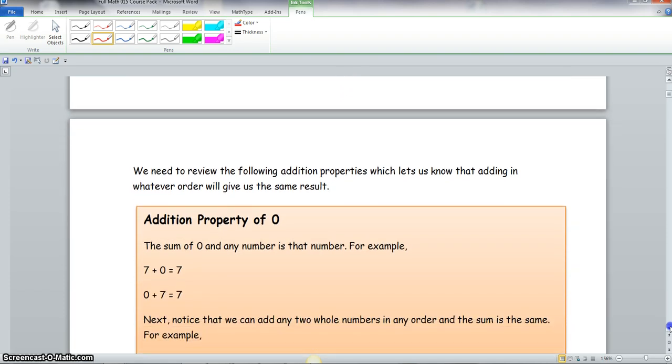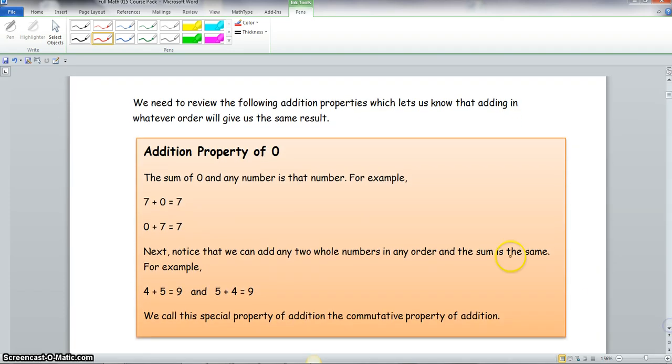Now we scroll down here. It says we need to review the following addition properties, which lets us know that adding in whatever order will give us the same result. Is the addition property of 0? You notice here we have 7 plus 0 is 7, and 0 plus 7 is 7.